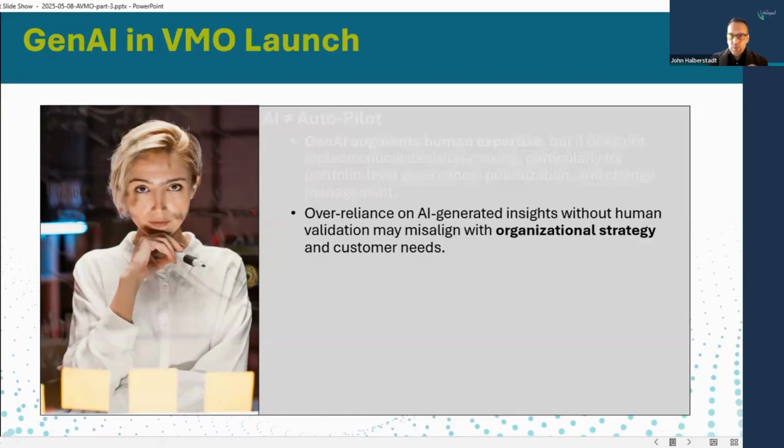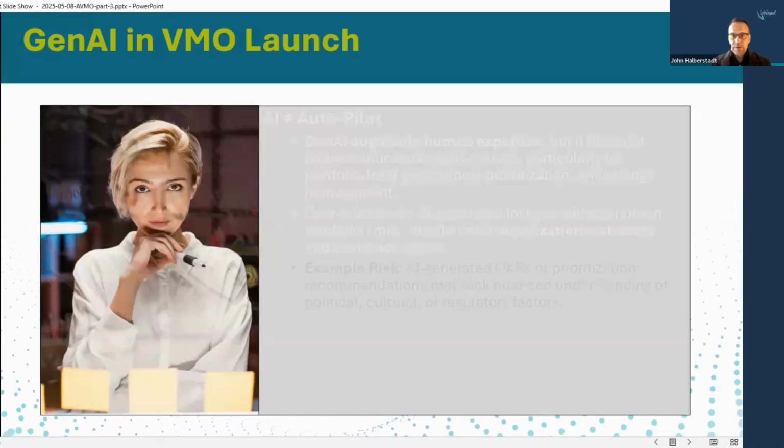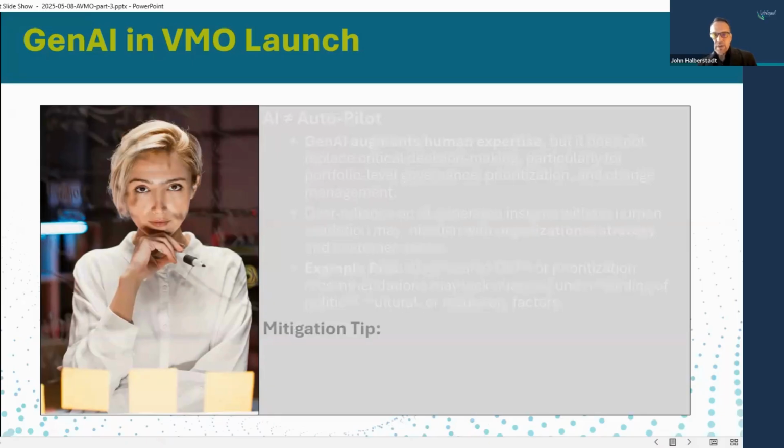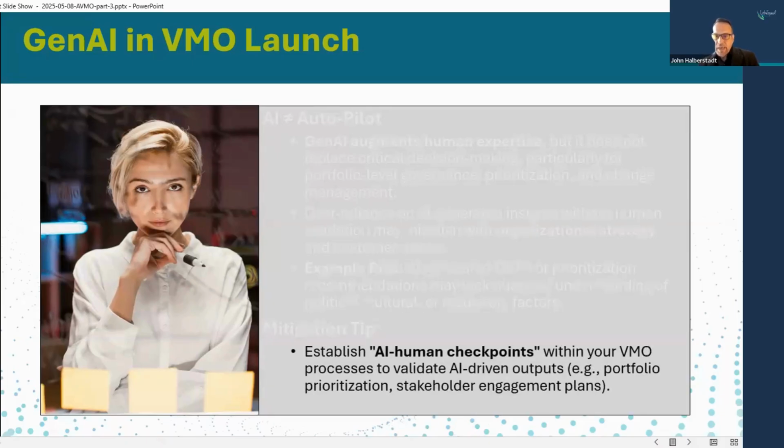But even if you provide that level of specificity in your prompts, make sure that you are assessing those outputs to make sure that they're accurate. So an example risk here: AI-generated OKRs or prioritization recommendations may lack nuanced understanding of different factors, so have AI-human checkpoints within your VMO to make sure that those AI-driven outputs are appropriate.